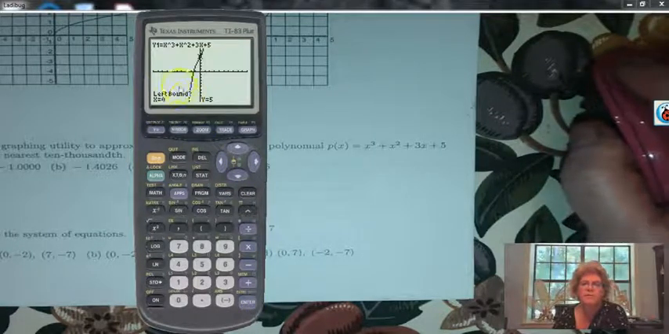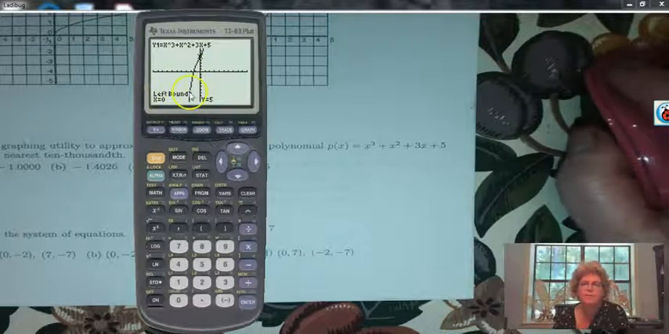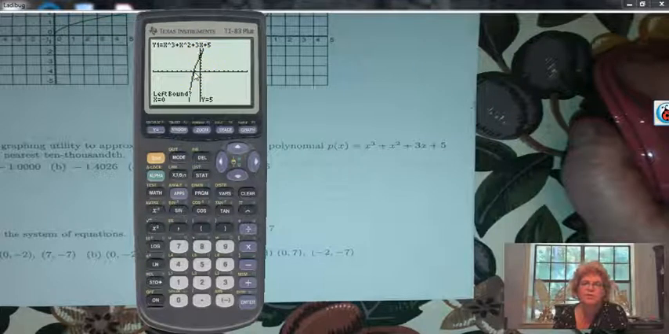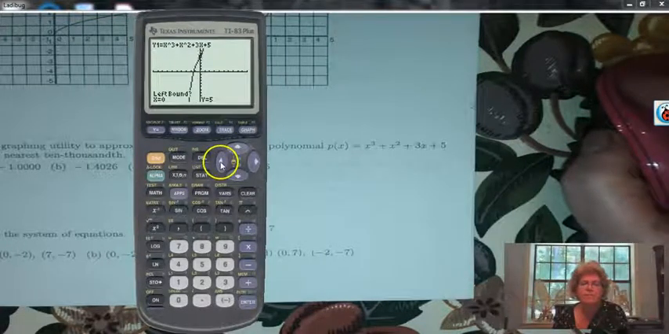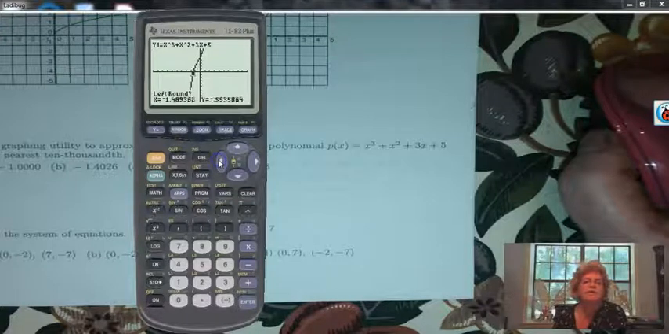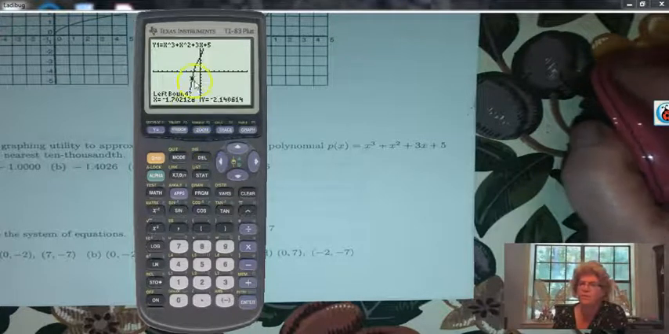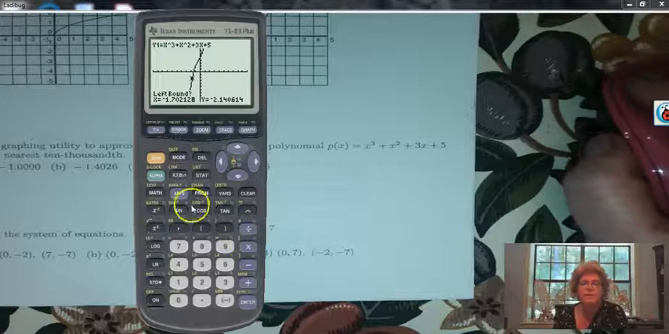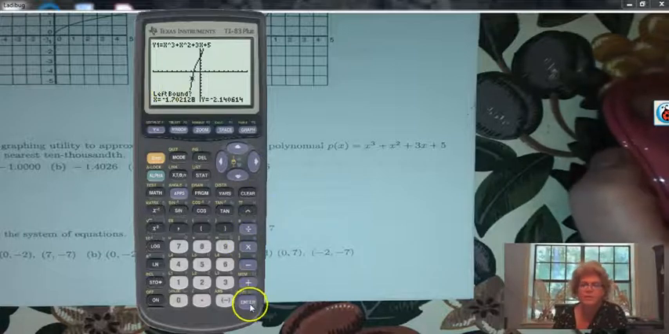And then you see here it says left bound. So where the flasher is, you're supposed to move that on the graph to just the left of where the x-intercept or the 0 will be. I'm taking my left arrow here, so it's going to be just below it. Okay, so here's our 0 where the arrow is, and I have the cursor now to the left of that. So that's going to be my left bound. I'm going to press enter.